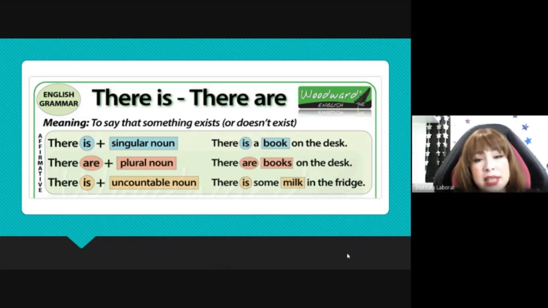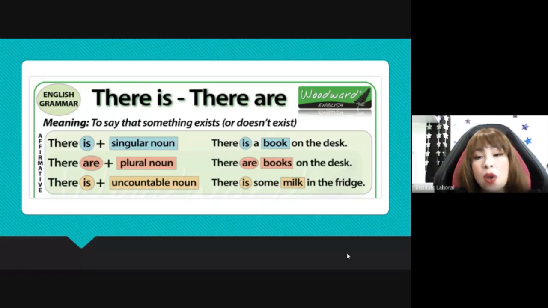Example: there is a book on the desk. Book is only one, it's singular, so we use the singular form of the verb be. There are books on the desk. Books is plural, more than two, so we use the plural form of the verb to be, are. There are books on the desk.